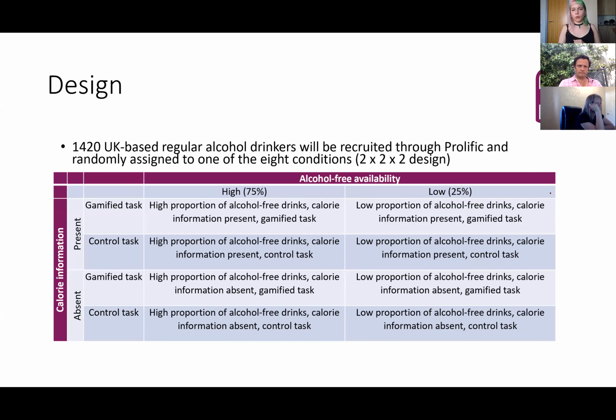So in terms of alcohol-free availability, there are 2 options. It's either high alcohol-free availability or low. In the high alcohol-free availability condition, 75% of drinks that we will present are going to be alcohol-free, whereas in the low alcohol-free condition, only 25% of the drinks will be alcohol-free and the rest are alcoholic. In terms of calorie information, it will either be present or absent. And the task itself is either going to be in the gamified form or in the control form, which I'll show in a minute.